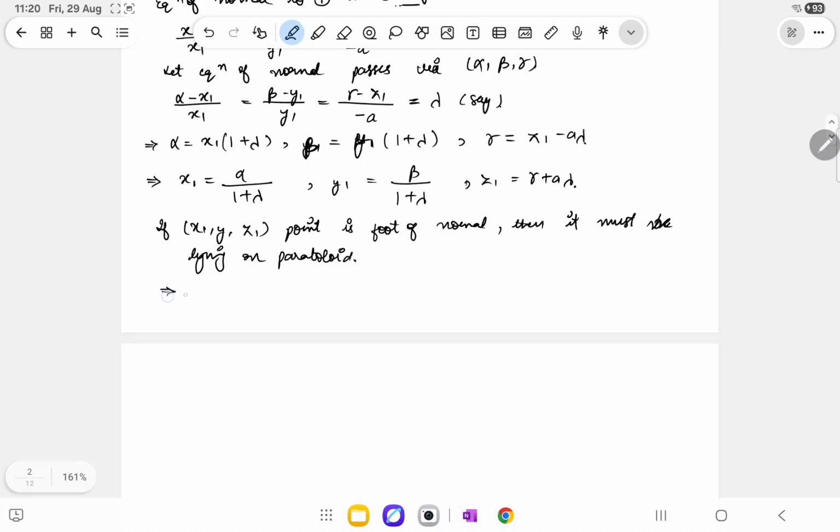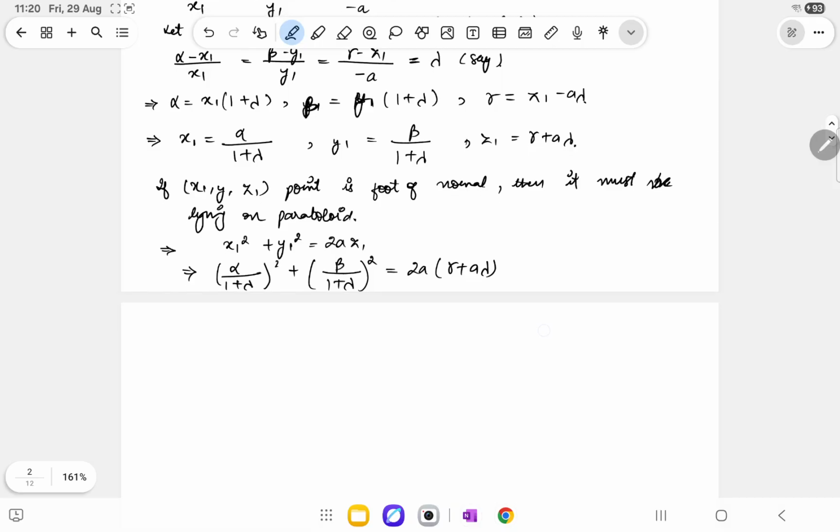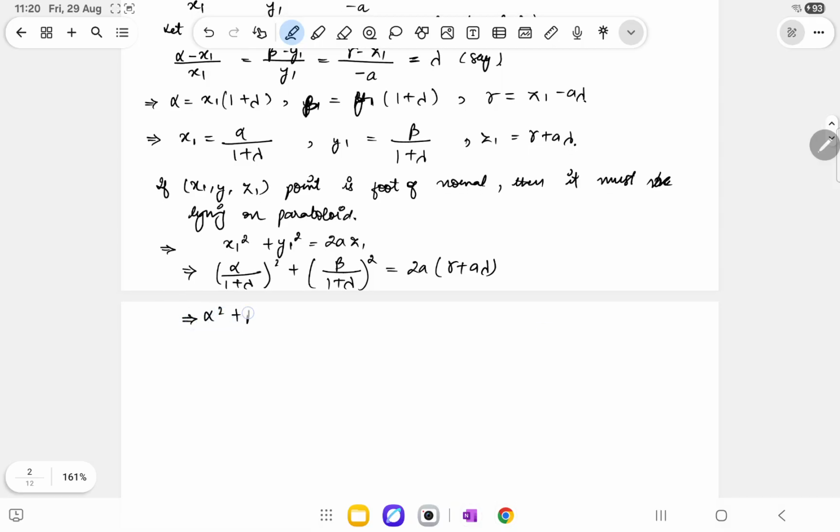So we'll just substitute x1, y1 and z1 in the equation of the paraboloid, and using that I'll get x1 square plus y1 square is equal to 2az. So if I substitute it, then I will get alpha upon 1 plus lambda square plus beta upon 1 plus lambda square is equal to 2a gamma plus a lambda. So if I simplify it, I'll get alpha square plus beta square is equal to 2a gamma plus a lambda into 1 plus lambda square.